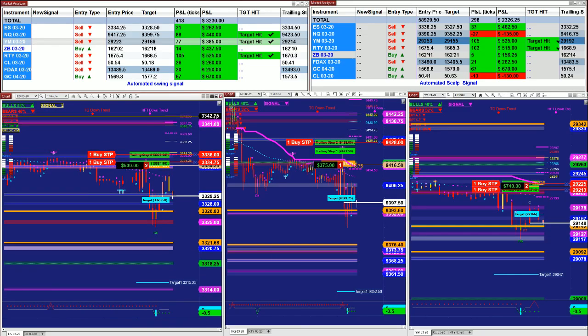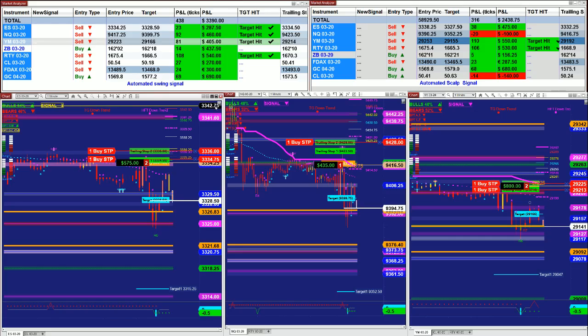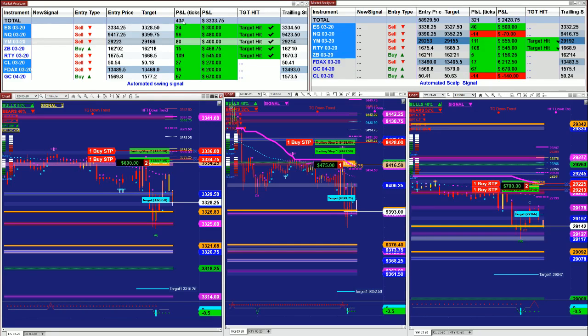And now we are on the ES. It is two contracts. So if we look, this is the total on the market analyzer based on the last entry signal, and it is 434 ticks in profit.